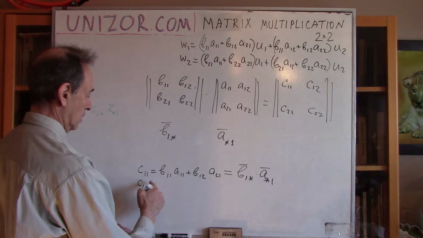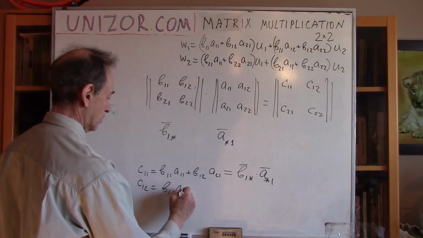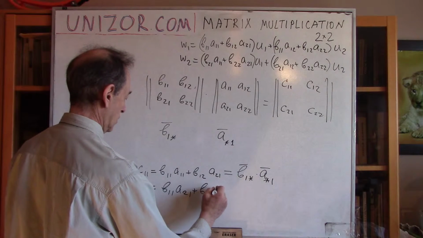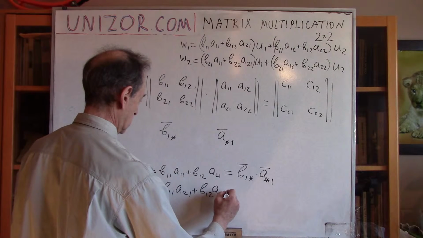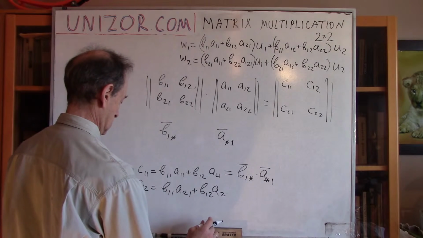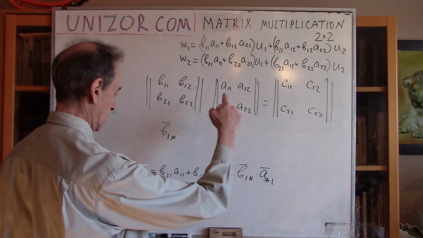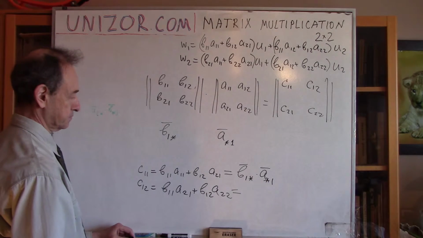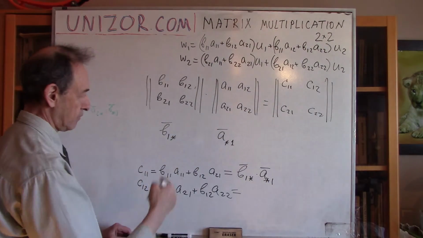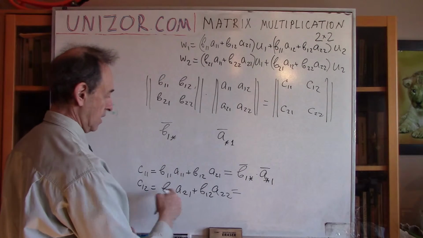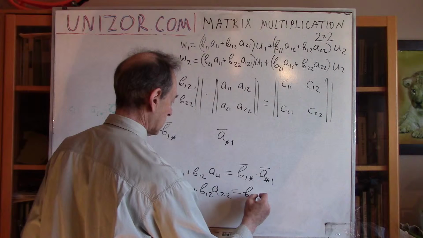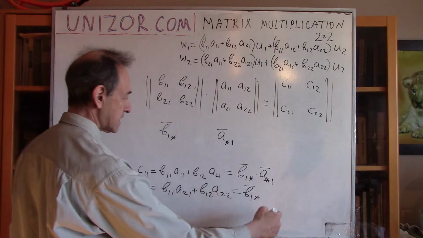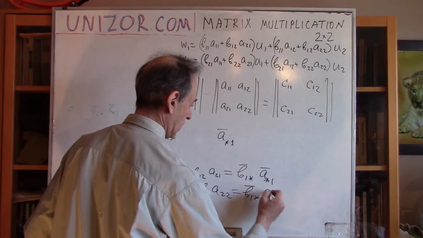C12 is equal to B11 A12 plus B12 A22, the first row of B and the second column of A. This is the formula, one of those which I have wiped out. I shouldn't really, but that's what it is, which is B1 asterisk, the first row vector, times the second column of the A matrix.